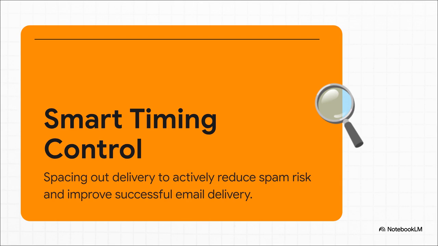Let's actually break down what that means. Smart timing control is basically the process of spacing out your email delivery. By pausing between each send, maybe for 10 seconds, 30 seconds, or even a full minute, BulkPilot intelligently mimics real human behavior. And that is absolutely crucial because it avoids triggering those automated spam filters that email providers use to block bulk blasts. It essentially guarantees your resume or your pitch actually gets seen by human eyes, instead of just getting buried in someone's junk folder.